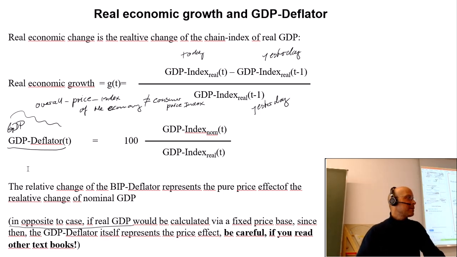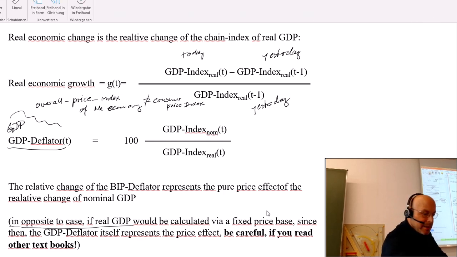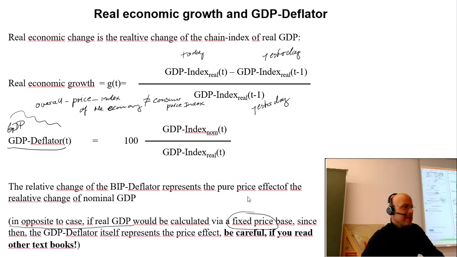And if you look, especially in older textbooks, also from 2010, 2015, then you quite often find for real GDP only the explanation of this fixed price system, so valuing everything with the same base year. Well, since we changed to this chain index in 2005, especially for all European countries, this is unfortunately wrong. So in this case, be careful.